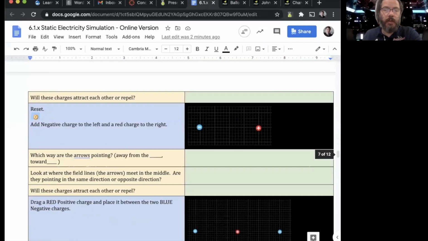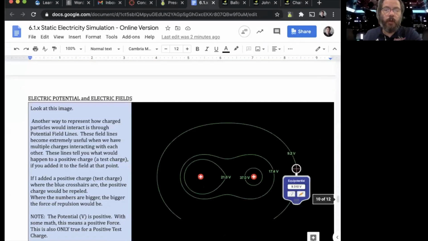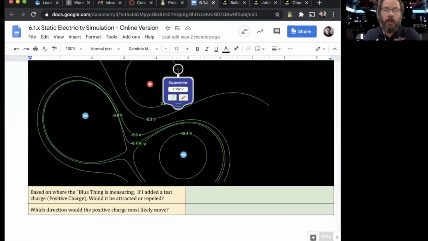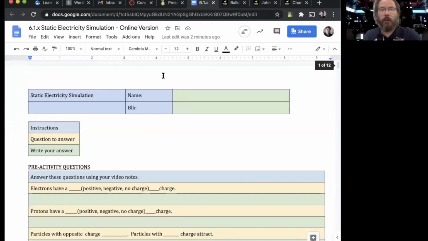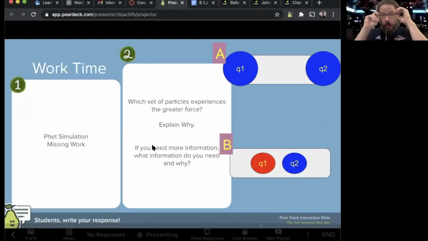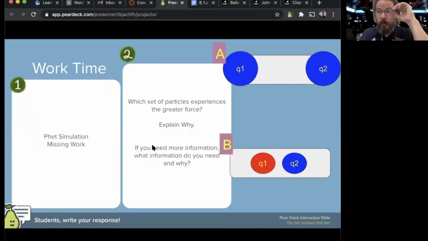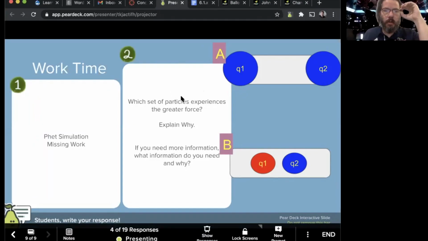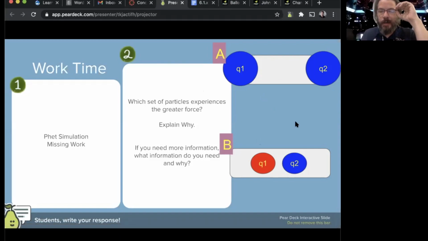So read those directions carefully, and I think you'll figure out most of it. Okay, it's actually pretty simple overall. What I want you to do, you have two sets of particles here. Basically, you're going to answer this question, and then you have the remaining 25 minutes of class to work on whatever you need to work on. Okay, so which set of particles is experiencing the greater force? Explain why you say so. If you don't have enough information to answer the question, then you need to tell me what information you need.